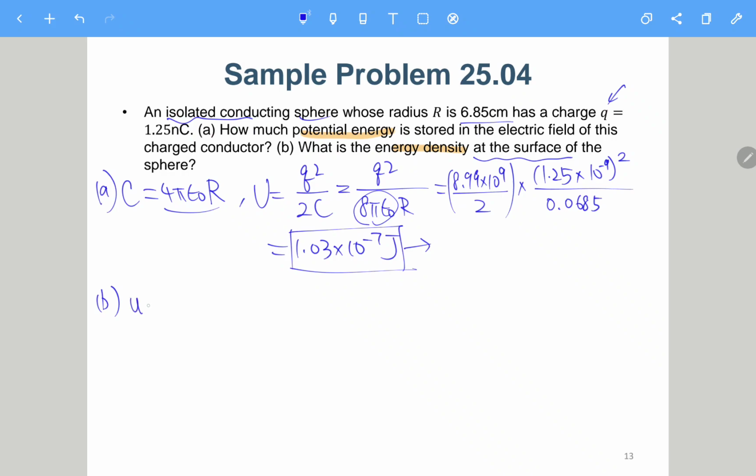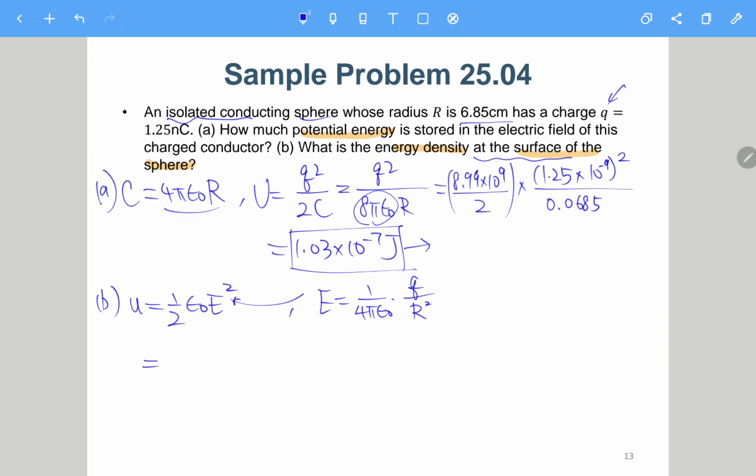U equals 1/2 epsilon naught E squared. And then for a spherical capacitor, we also have E equals 1/(4 pi epsilon naught) times Q over R squared, because we consider at the surface of the sphere, which is capital R. So we can put this one into here.